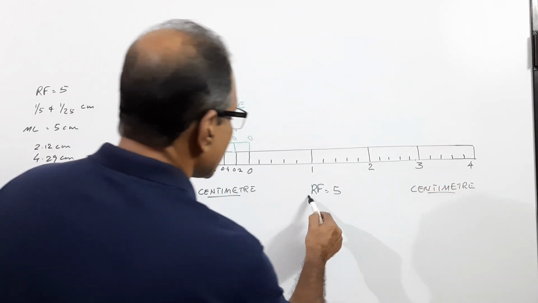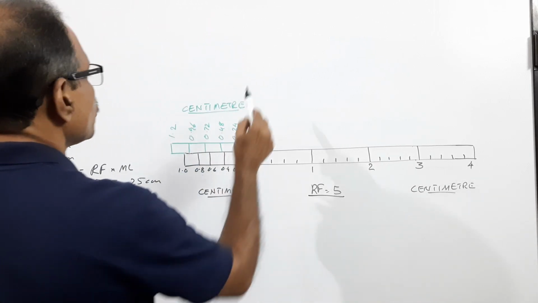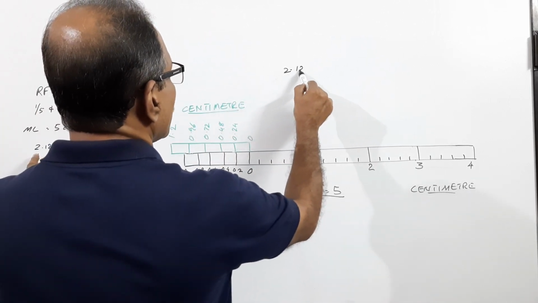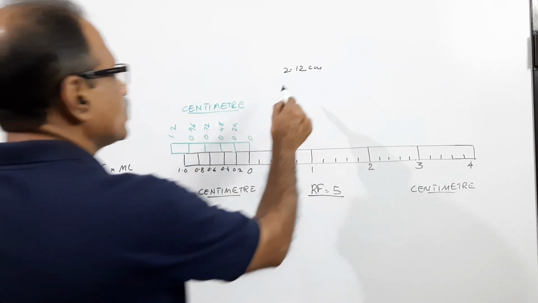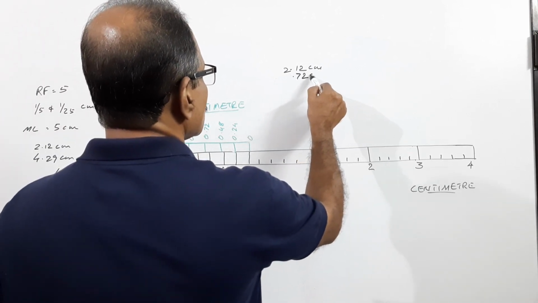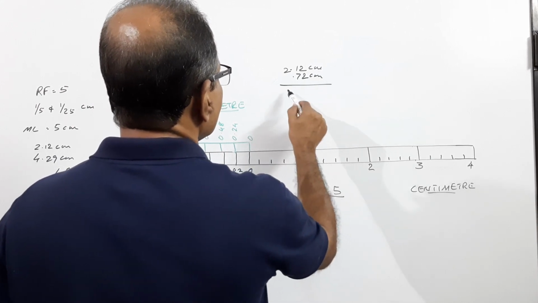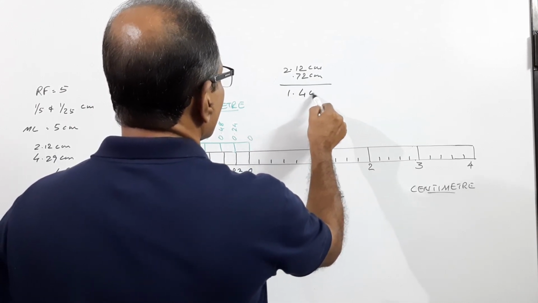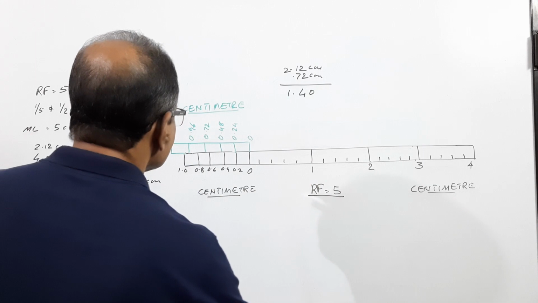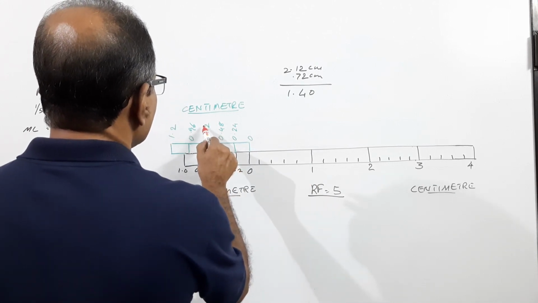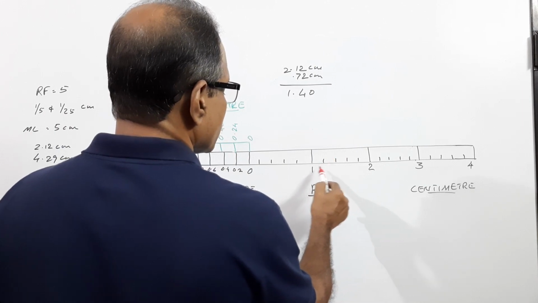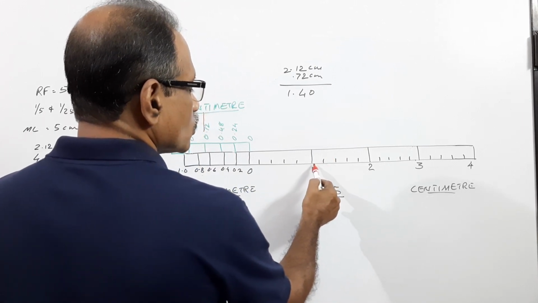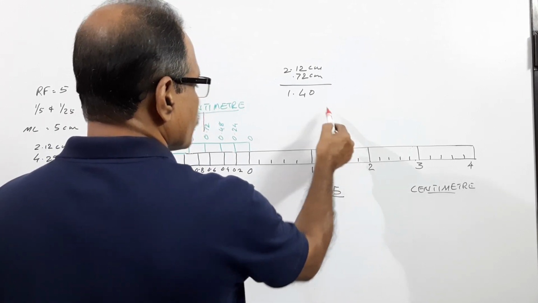Now, you are asked to show some distance. What is it? 2.12 centimeters. There is only one division which ends with a 2, 0.72. 0.72 centimeters. What do you get? You get 1.4. Take 0.72, 1, 1.4. Each division is 0.2, 1.2, 1.4.